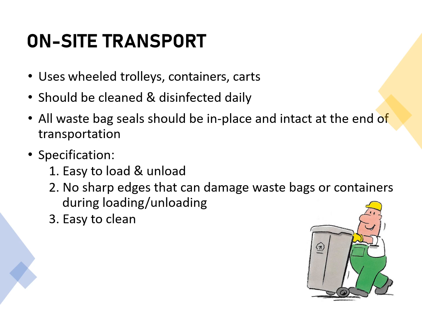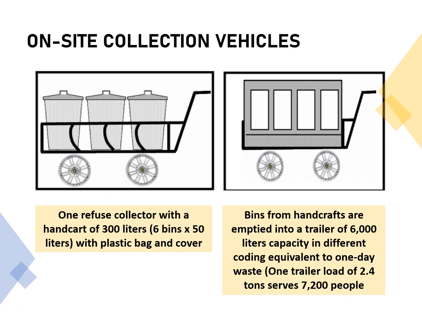Specifications for the vehicle for on-site transport: it should be easy to load and unload. There should be no sharp edges that can damage waste bags or containers during loading and unloading, and it must be easy to clean. So examples of on-site collection vehicles are these photos you can see here on the slide.